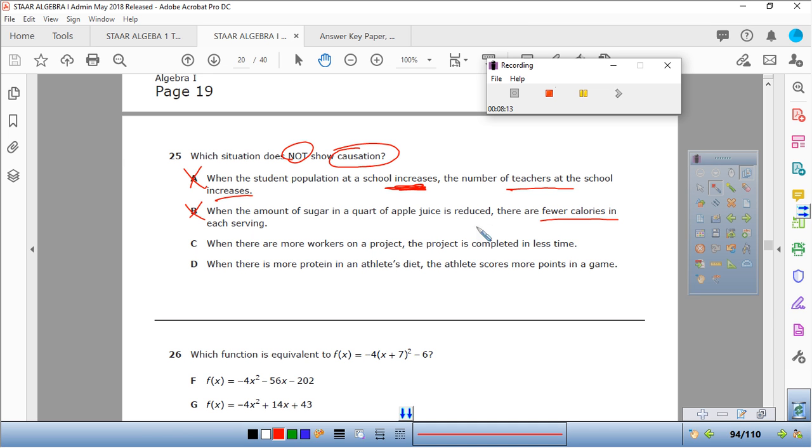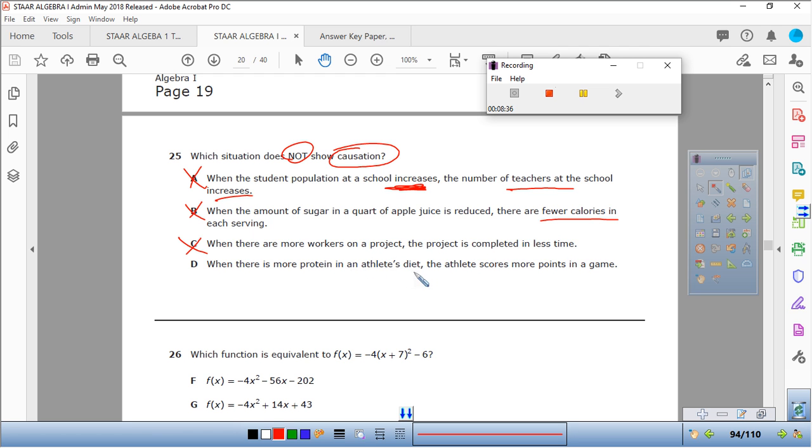When there are more workers on a project, the project is completed in less time. Think about that one. That was weird. Well, yeah, hello. They can bring more stuff, do faster stuff. So that one's out. That does show causation.